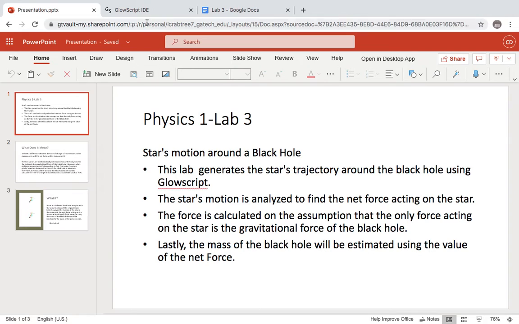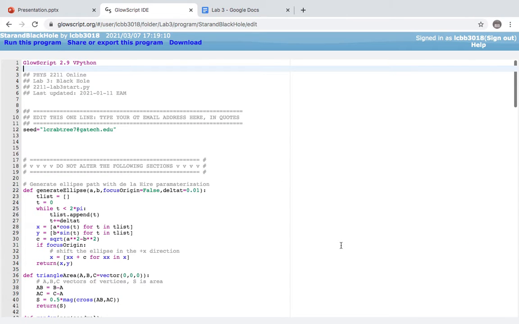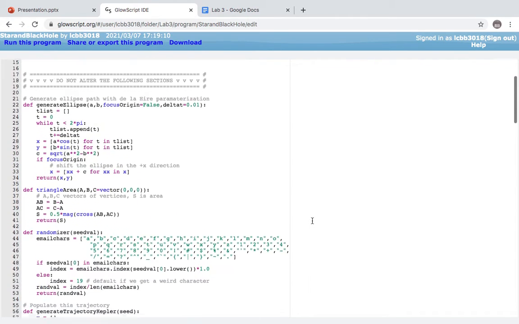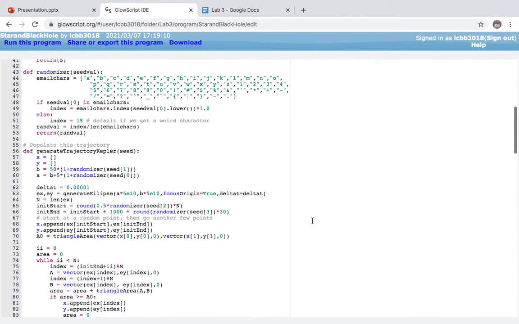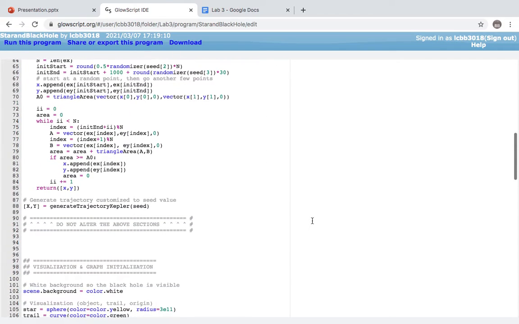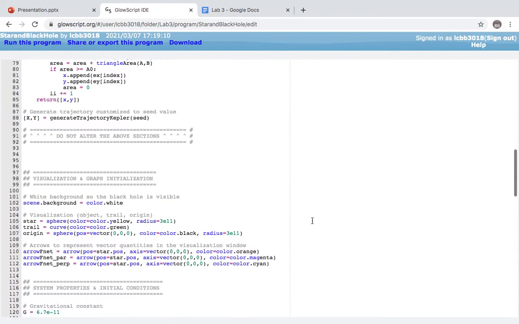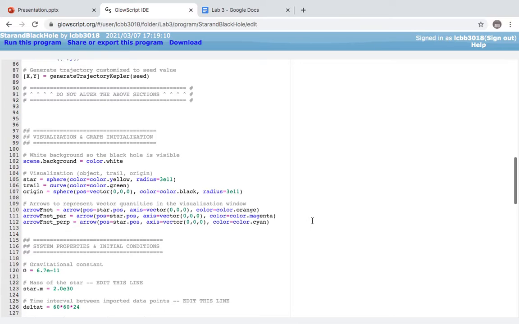Now onto the Glowscript code. The trajectory of the star is manipulated by my email address over here. The code proceeds to use my email to generate a random trajectory for the elliptical orbit, and with that the positions are found and used to calculate the velocity.